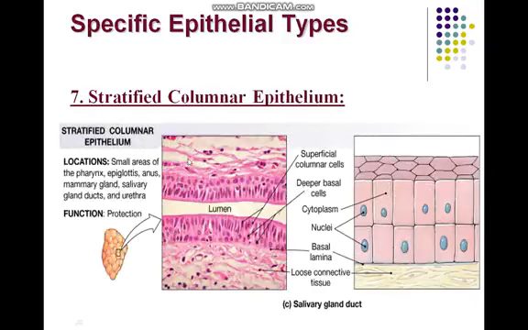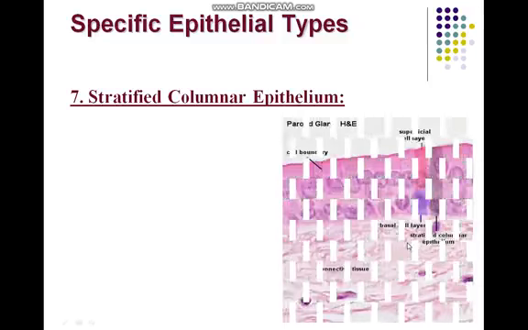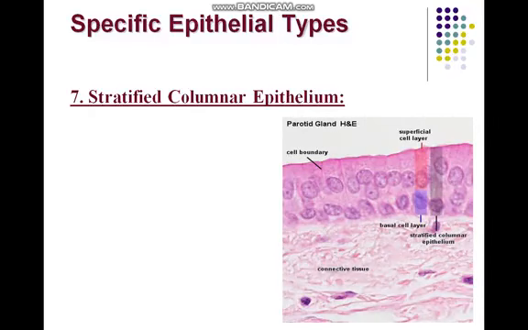Stratified columnar epithelium can be seen in specific locations in the pharynx, epiglottis, anus, mammary gland, salivary gland, and in the urethra. It contains two layers of columnar epithelium. Stratified columnar epithelium can also be seen in the parotid gland duct. We can see the basal lamina and two rows of columnar cells.